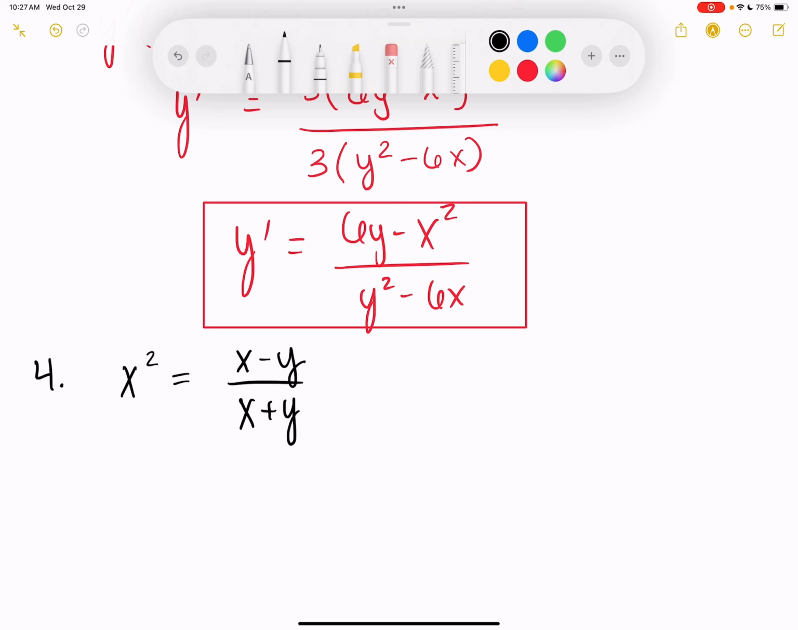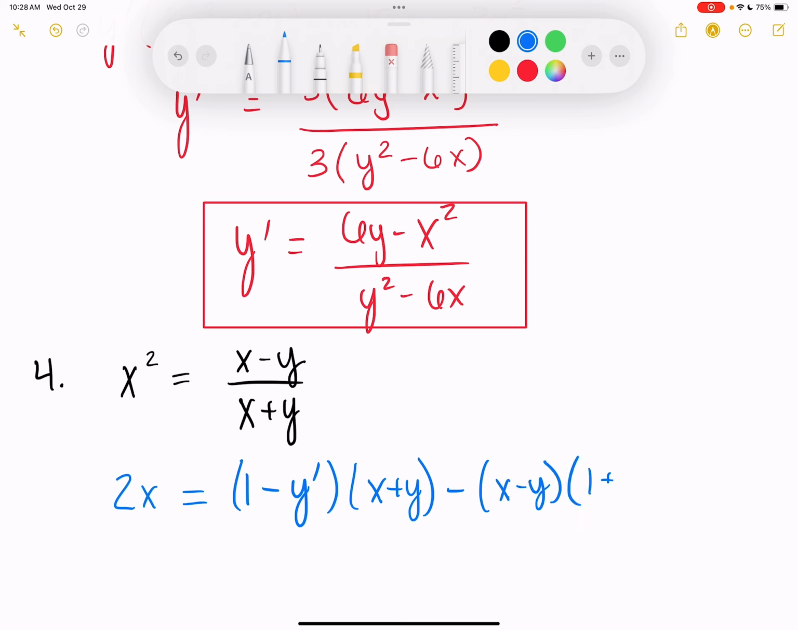So I see a quotient rule on the right. So we've got on the left, 2x is equal to, over here we've got the derivative of the top, which is just going to be 1 minus y prime times the bottom, x plus y, minus the top, x minus y, times the derivative of the bottom, 1 plus y prime, all over x plus y squared.